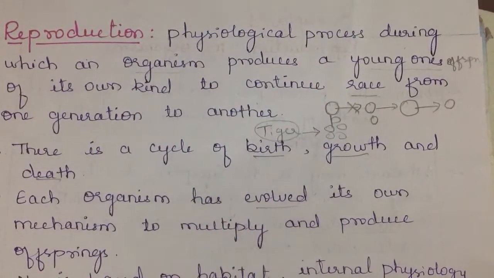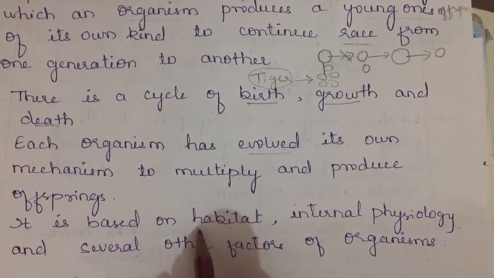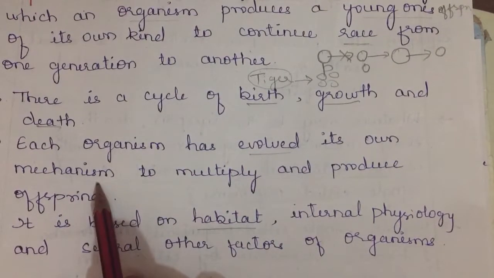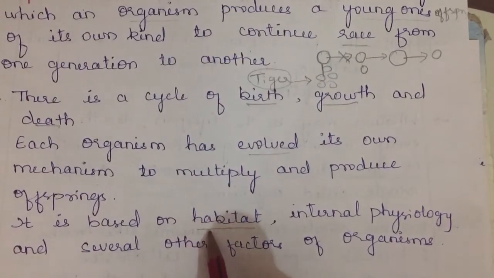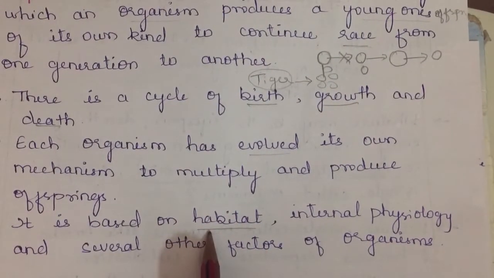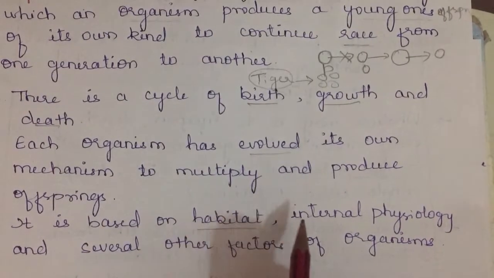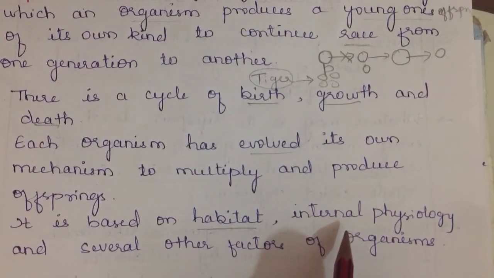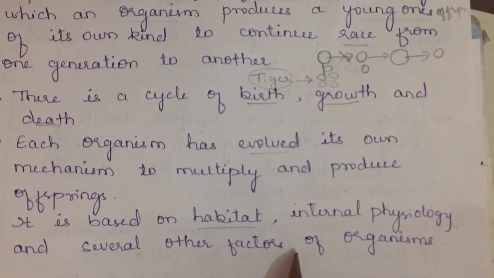This evolution is based on the habitat where the living organism lives. So it has different mechanisms, as we said, based on where that organism lives. We call that the habitat, where the organism lives. Then the second one is internal physiology. The internal physiology of that organism also matters for reproducing by different methods, and several other factors are also involved.